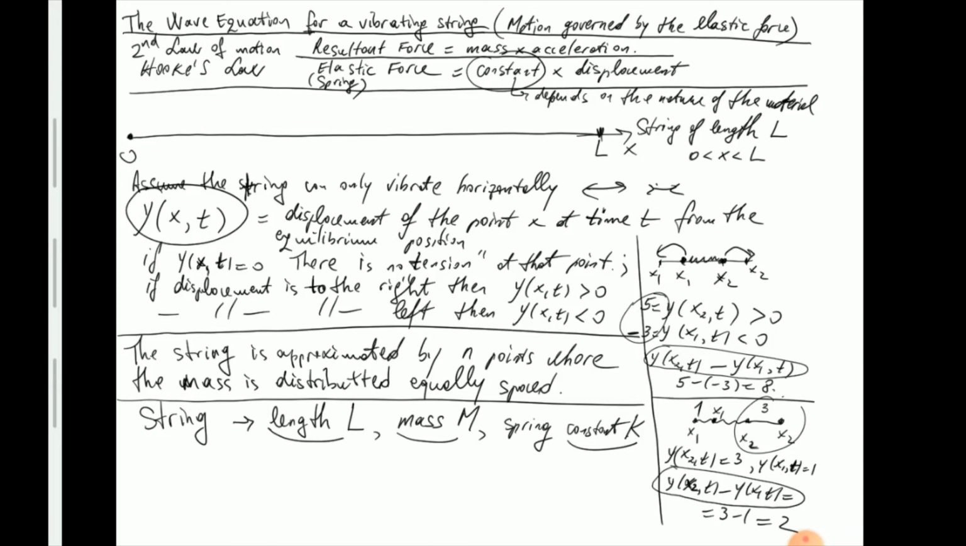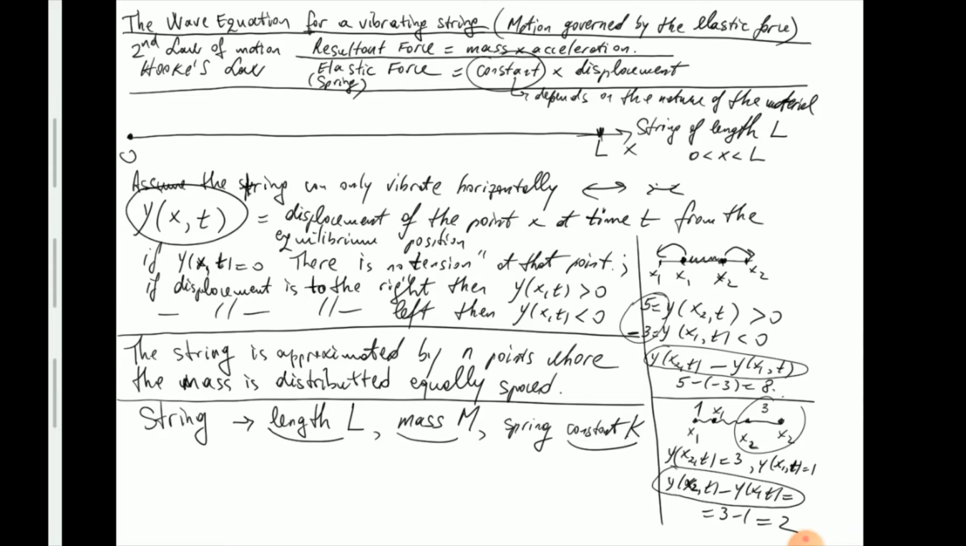And we're going to approximate this string by imagining that the mass is distributed over n equally spaced points. As you might imagine a little bit later, we're going to take a limit, and then this n will go to infinity, so that we can establish the equation for the whole vibrating string.